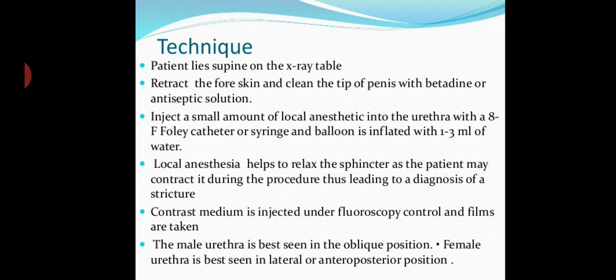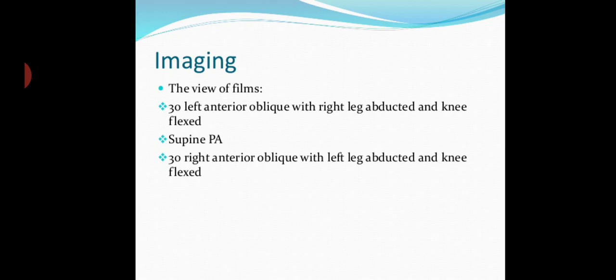Consent must be taken and contrast medium is injected under fluoroscopic control and films are taken. The male urethra is best seen in oblique position and the female urethra is best seen in lateral or anterior posterior positions. Next, the imaging or the filming. The views of films: 30-degree left anterior oblique with right leg abducted and knee flexed. The next film is taken supine PA, that is posterior anterior. Then 30-degree right anterior oblique with left leg abducted and knee flexed.